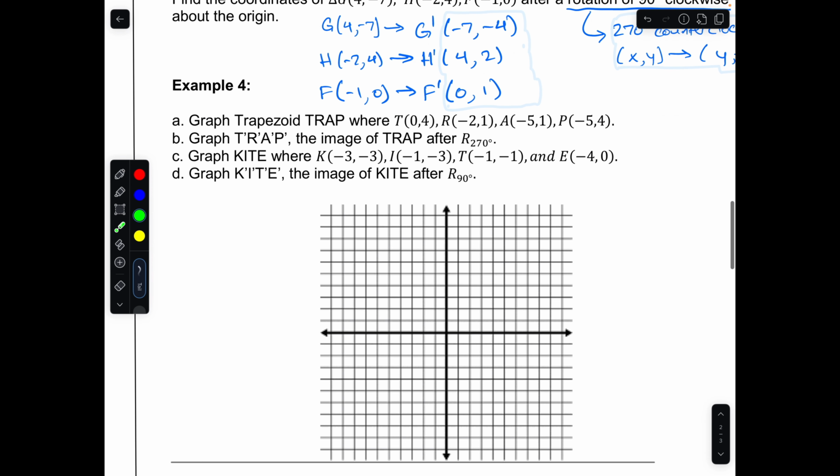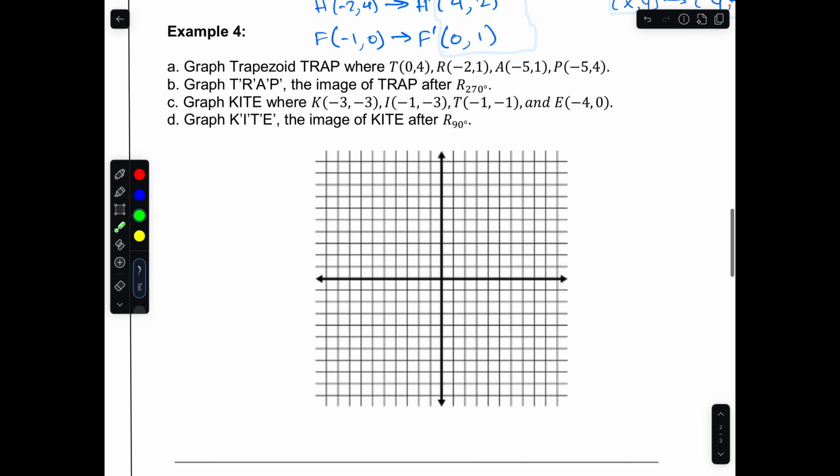All right, last one. We'll try one together, and I'll have you do one more on your own. Let's start with black. I'm going to do part A in black. Let's graph trapezoid TRAP, where T is at 0, 4. And I'm just going to write this down here. T is at 0, 4. It's going to go somewhere else in a moment, but I'm going to plot that point. 0, 4 is right here. Just put a point. There we go.